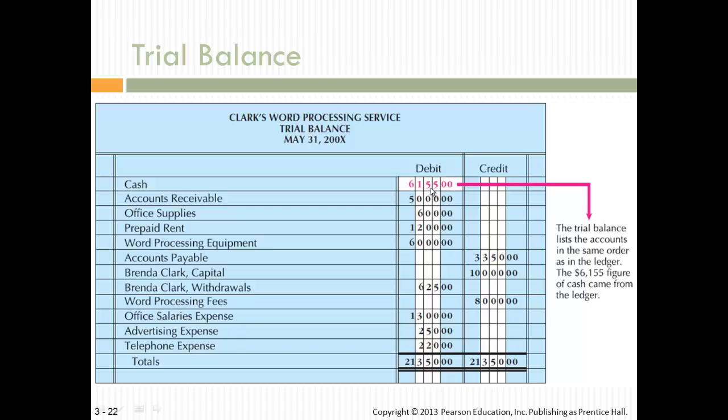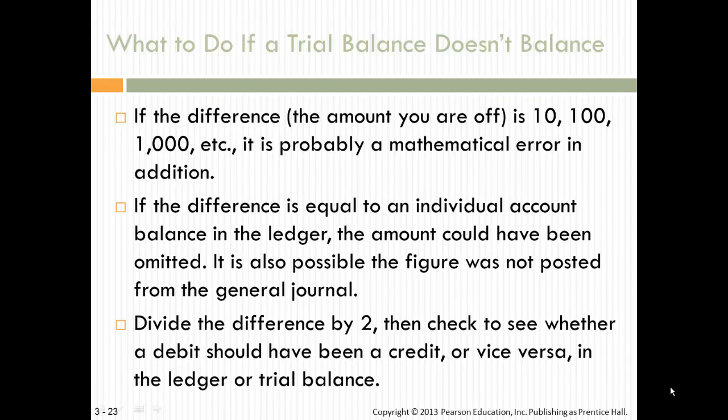So this debit came from the cash ledger account. Here you see that the trial balance lists the accounts in the same order as the ledger. If you go back and look at the slide, you'll see that that was the ending balance. Notice the totals, double underscore, everything looks nice and neat. The trial balance has an ending date on it.